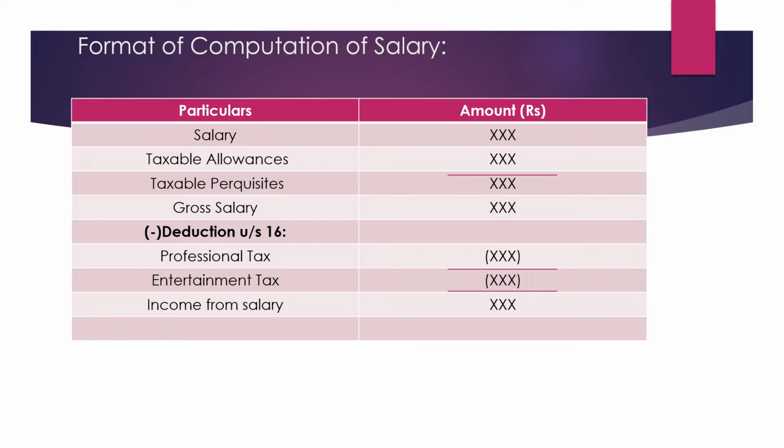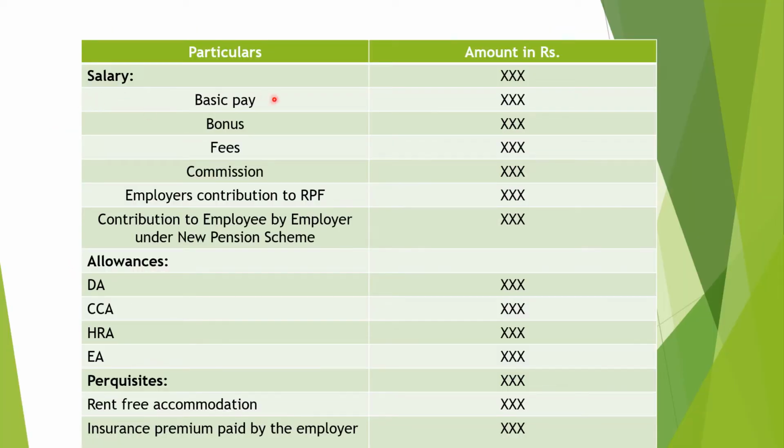And there is a detailed explanation of computation of salary in the next slide. Now we are going to see that. On the salary, these are the things that will be included. First one is basic pay. Then bonus, fee, commission, employee contribution to RPF, then contribution to employee by employer under the new pension scheme. So these are the things included in the calculation of salary.